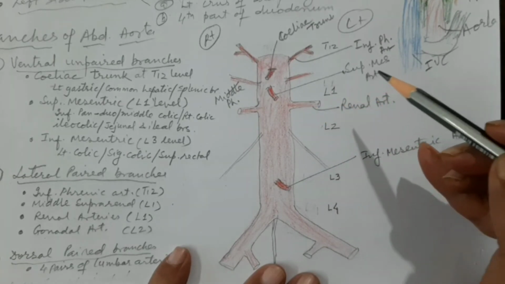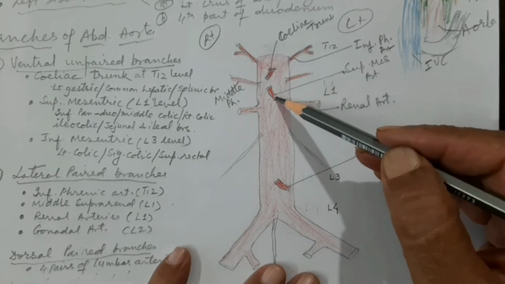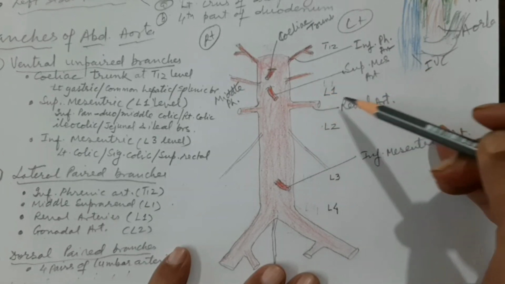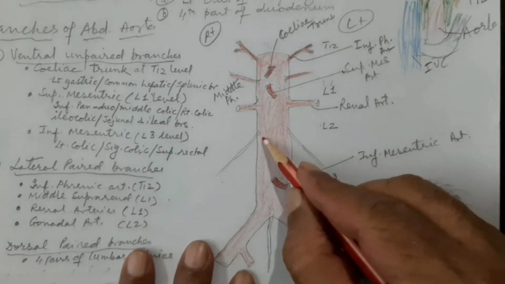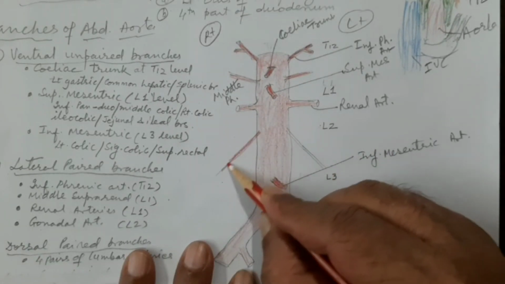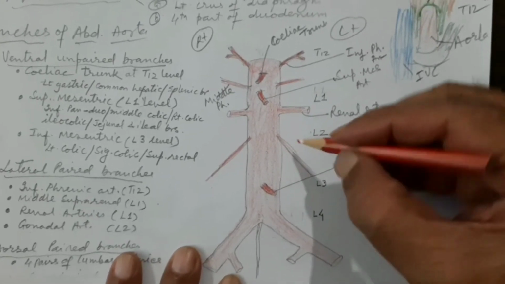So from the L1 level, many arteries will arise: the middle phrenic, the superior mesenteric and the renal arteries. The middle phrenic may be a little higher, towards the intervertebral disc between T12 and L1. Right, then we come to the fourth branch, which is paired and taking origin from the lateral side. See here, this goes directly downwards into the pelvis.